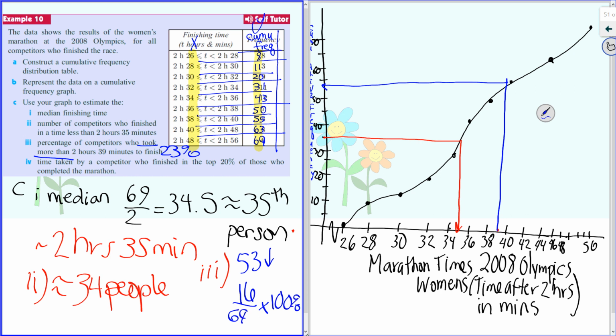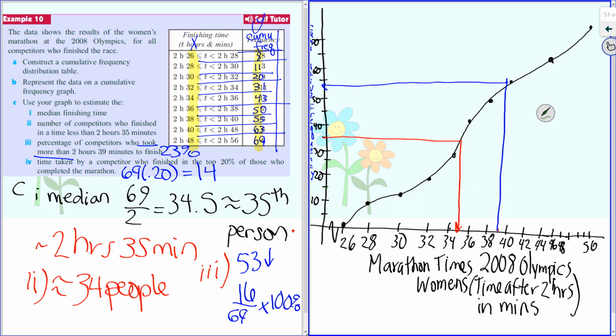And then lastly, the time taken by a competitor who finished in the top 20%. How many competitors were there? 69. So it's 69 times 20%. What did we get there? 13.8. So 14 people. Let's look at our graph. 14 people on my graph is about right here. Let's go over here and go down.